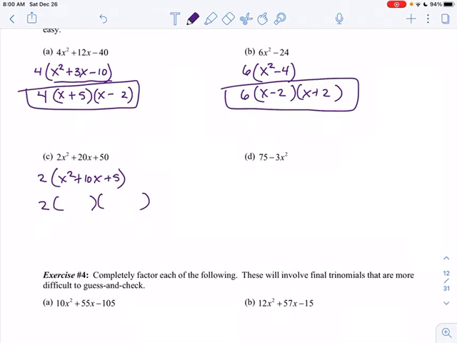Actually, I messed that up. Sorry about that, I'm just looking ahead. I'm factoring out a 2, so 50 divided by 2 is 25. That's a little bit better. The way I had it, you wouldn't be able to factor it.